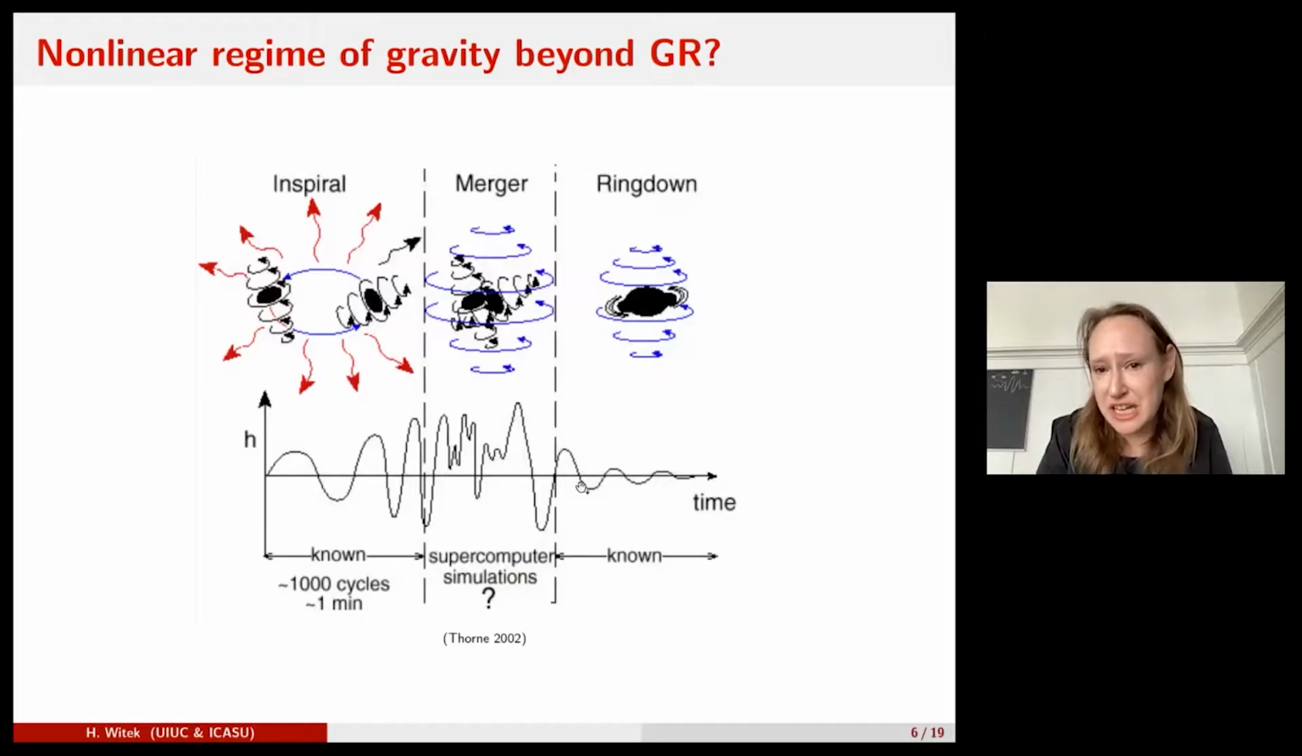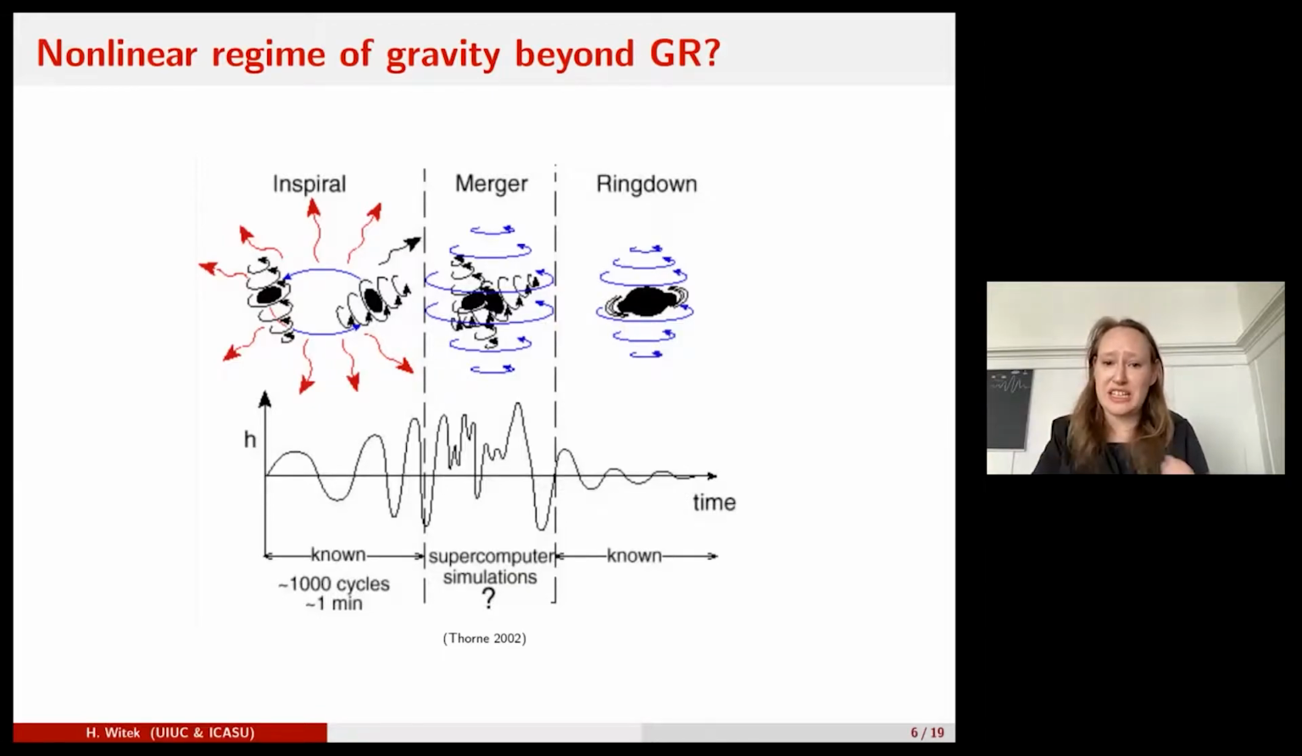People have also already studied, to quite some extent, the ringdown if you go beyond GR. And for a long time, this merger regime was a big question mark. And again, you might ask, as Kip Thorne did back in the day, what is the signal like? Is it something really wild as it is here, or is it something very smooth as it turned out to be in general relativity?